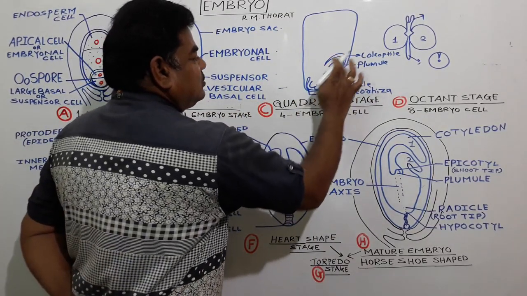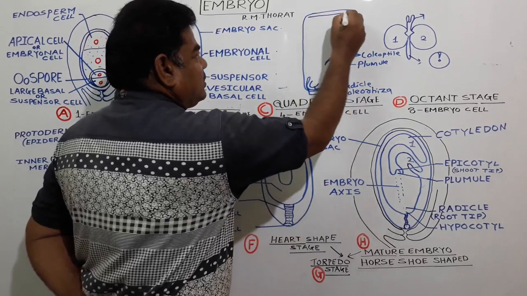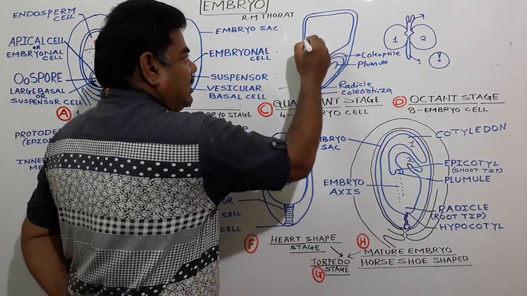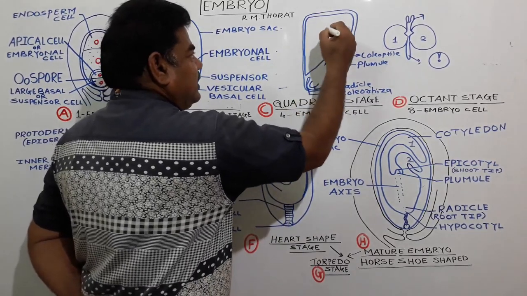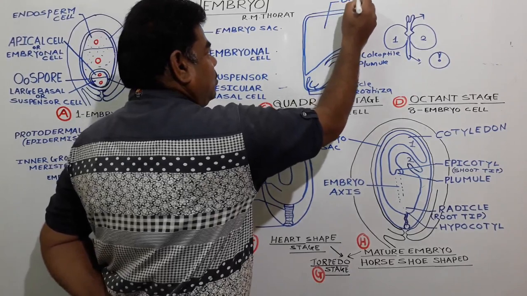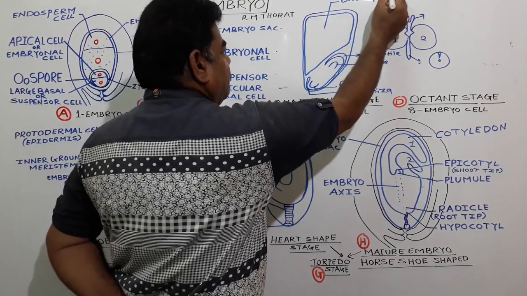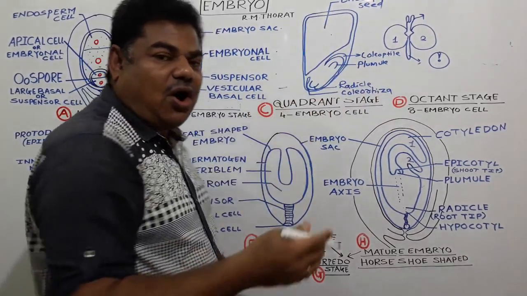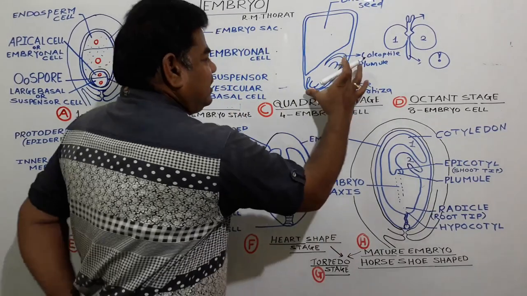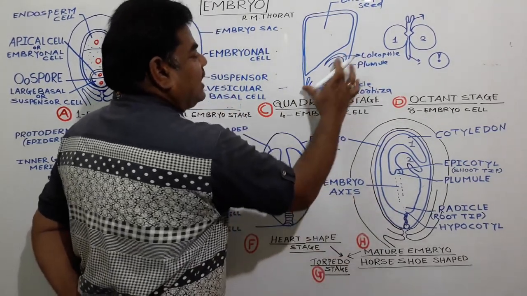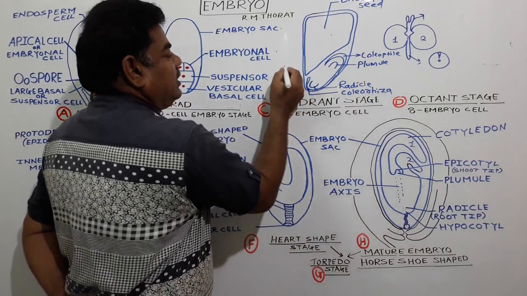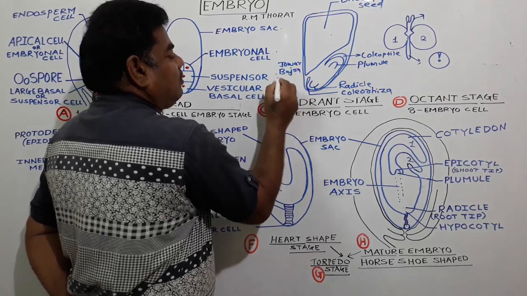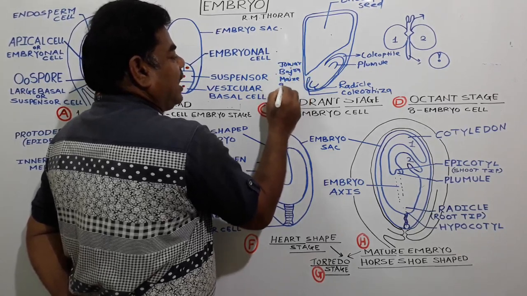And on this embryo, in case of maize, these tissues are present in which endosperm is present. This seed we call endospermic, because in case of monocot the endosperm remains as it is, or persists, and here only the embryo axis or embryo is present, in case of jowar, bajra, maize, grass, like this.